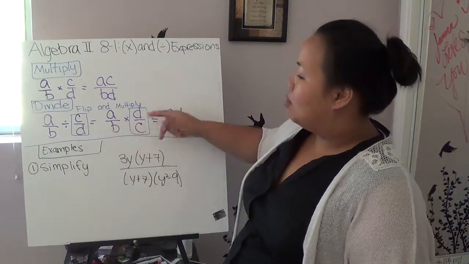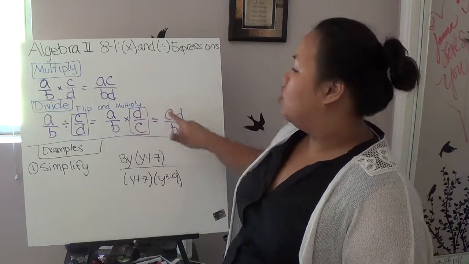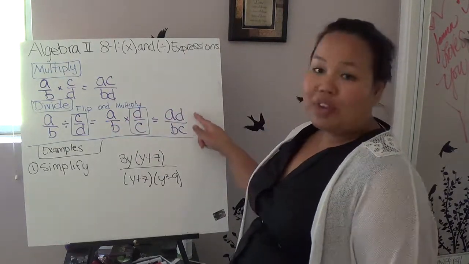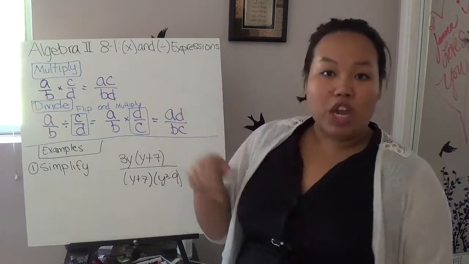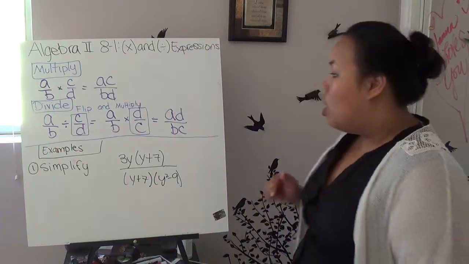So C over D becomes D over C, and then once you flip it, that division sign turns to multiplication, and you do the same thing you do here and multiply across. And then once you have it here, you just simplify. You cross out anything that is the same from top to bottom because they turn to a 1.